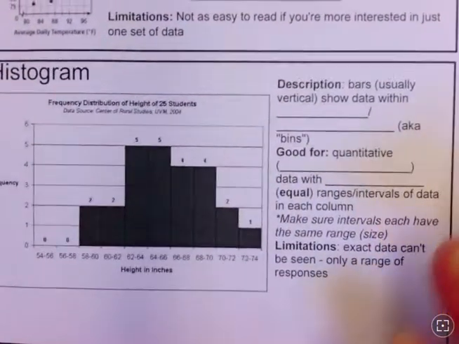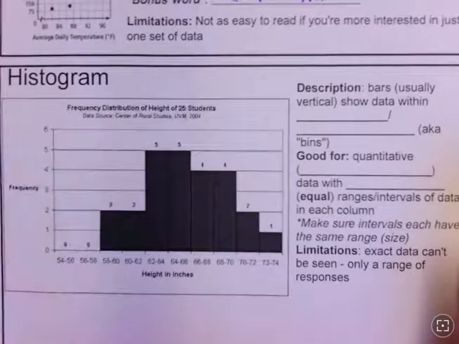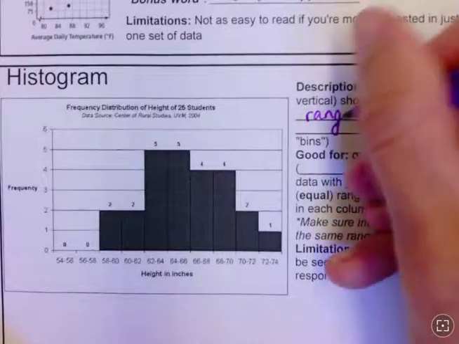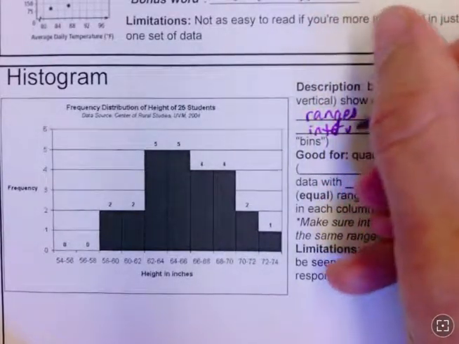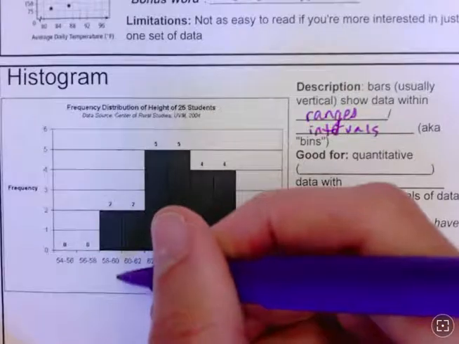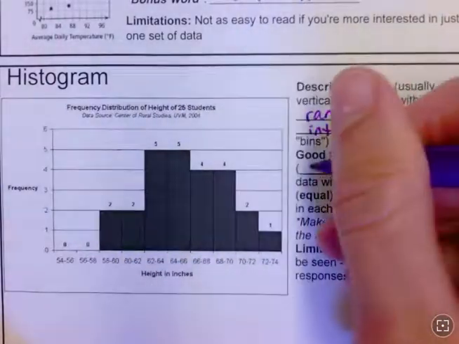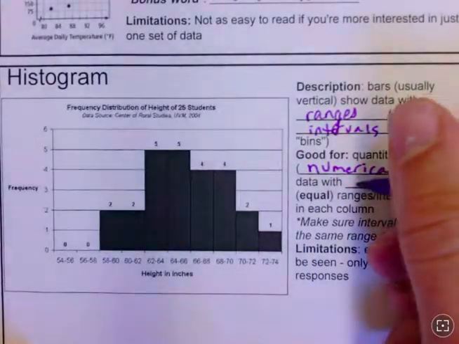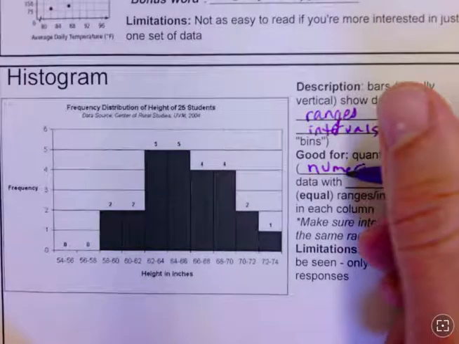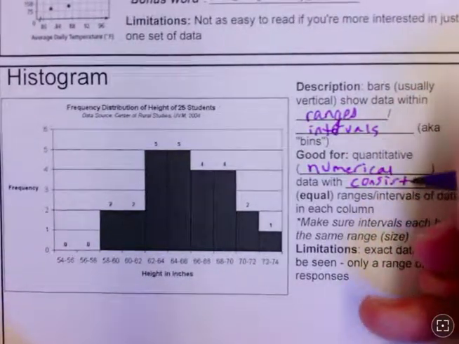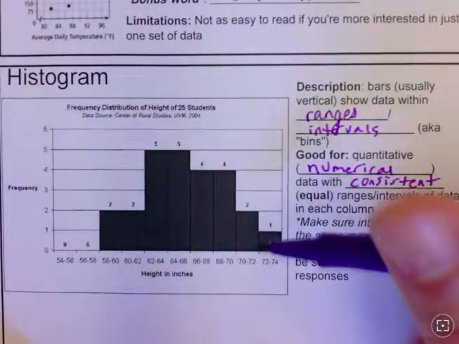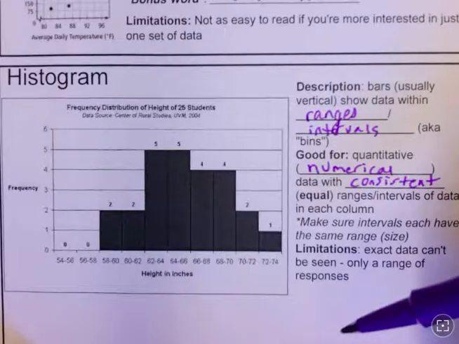So the description: bars, usually vertical, show data within ranges or intervals. So not just one number, but 2 to 3 numbers here. It's good for quantitative data. Quantitative means numerical, number-based data with consistent ranges. And this idea is really important. Those consistent ranges need to have equal size so that this is an accurate picture of the distribution.